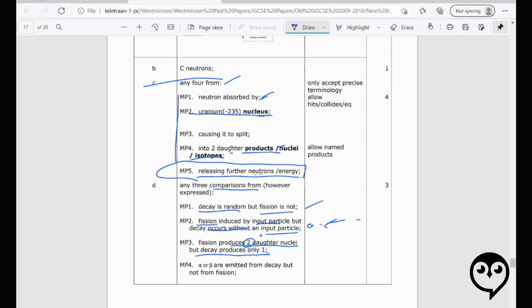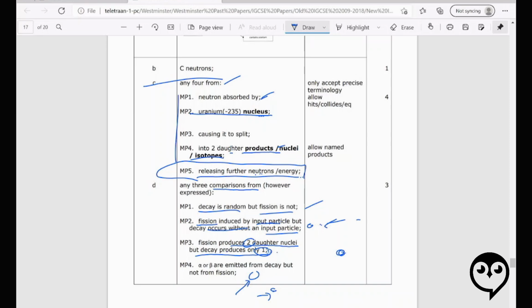Fission produces 2 daughter nuclei, but decay only produces 1. Oh, okay, 2 daughter nuclei. Yeah, if you fission, you split, you'll get your 2 daughter nuclei. Decay is a nuclear reaction in which we are changing, with a beta decay, for example, or an alpha decay, just the number of protons, and so we will only have 1 daughter. Okay, so that's good.